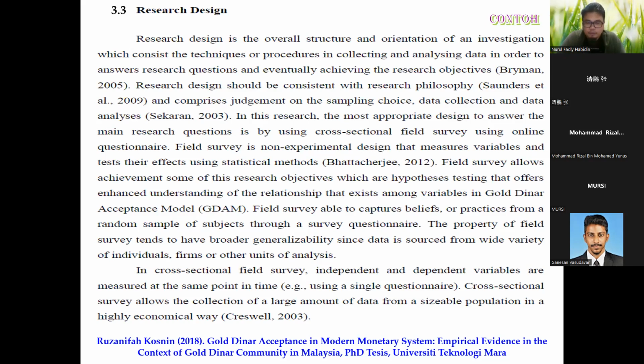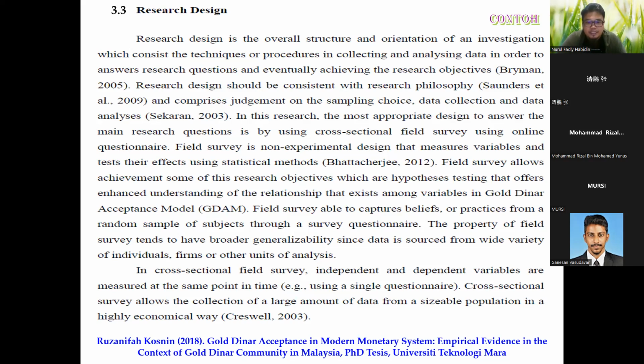This is really important when we use cross-sectional by using survey. It assists us in order to answer the objective and hypothesis, and the relationships among variables, in order to accept or deny the model. Okay, field survey is able to capture beliefs or practices from a random sample of subjects through the survey questionnaire. The property of field survey tends to have broader generalizability since data is sourced from a variety of individuals, firms, and units of analysis.